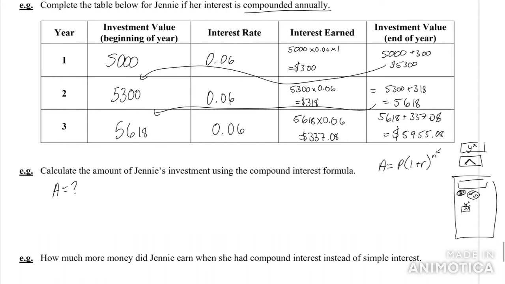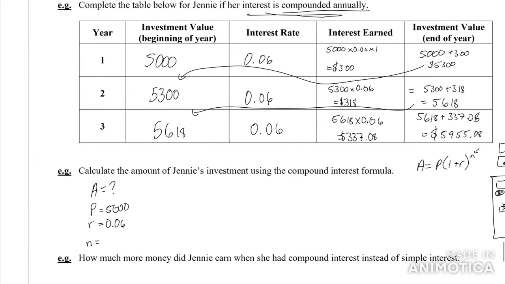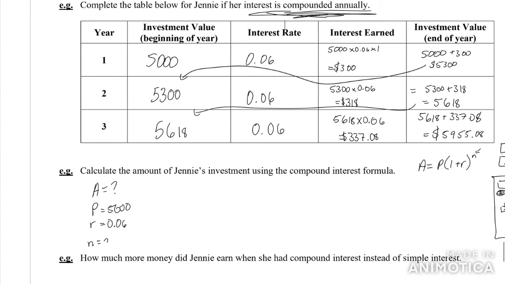I don't know what A is. P, I start with 5,000. R is 0.06. N is the hard one. How many times was it compounded? So it's compounded annually. So we're following the same thing once per year, and it's over the span of 3 years. So 3 times 1 is equal to 3. In this case, it's not so bad. All right, solving this, A is equal to 5,000, 1 plus 0.06 to the power 3.